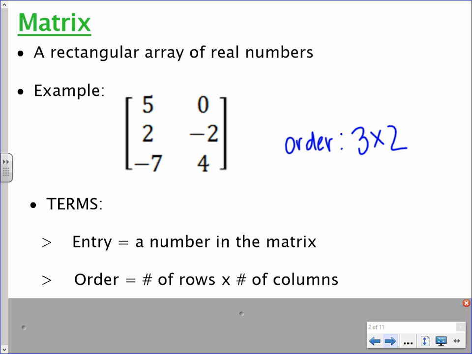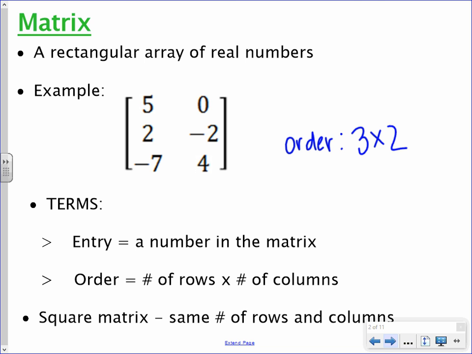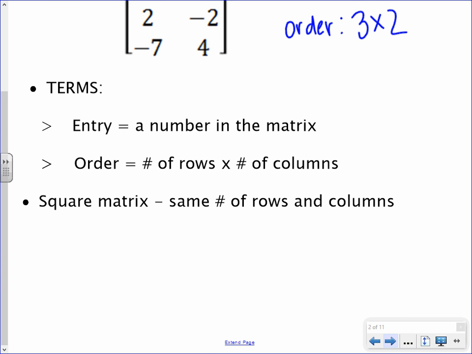If I call something a square matrix, what do you think is true about it? Same number of rows and columns. Same number of rows and columns. Pretty intuitive, right? Now, since a matrix is something that you have probably never seen before, unless you came from algebra 3, today is full of lots of terminology.